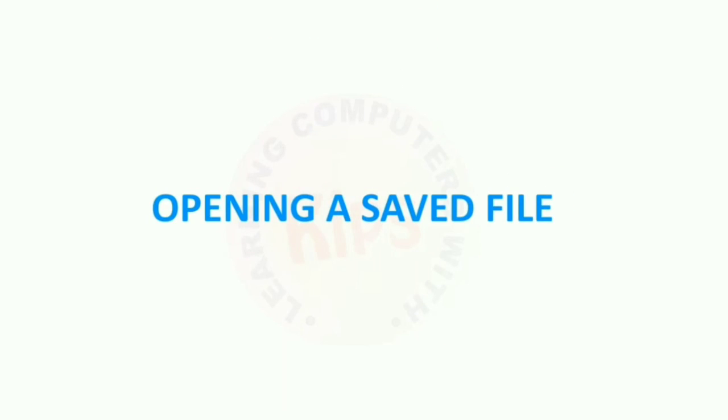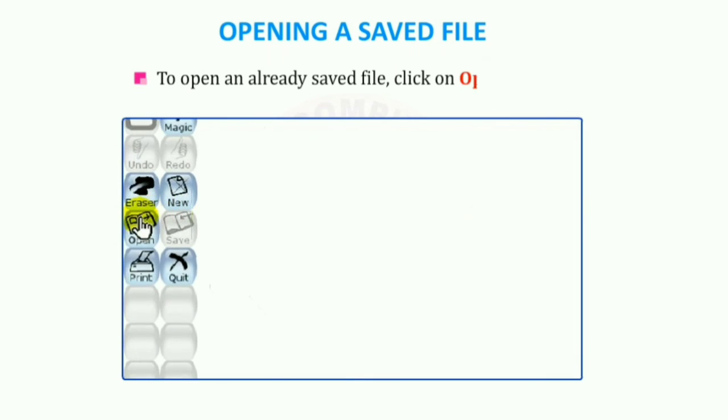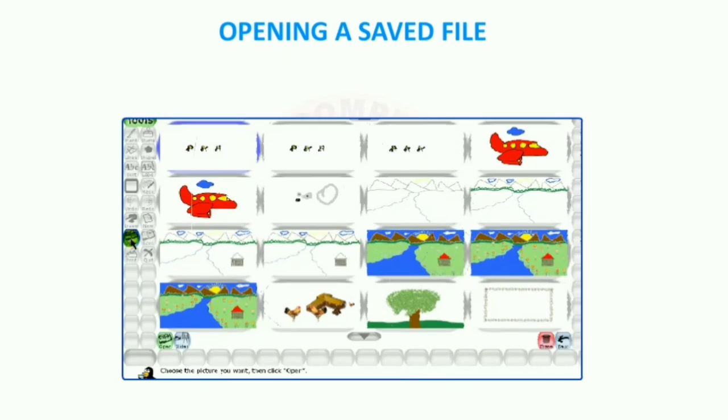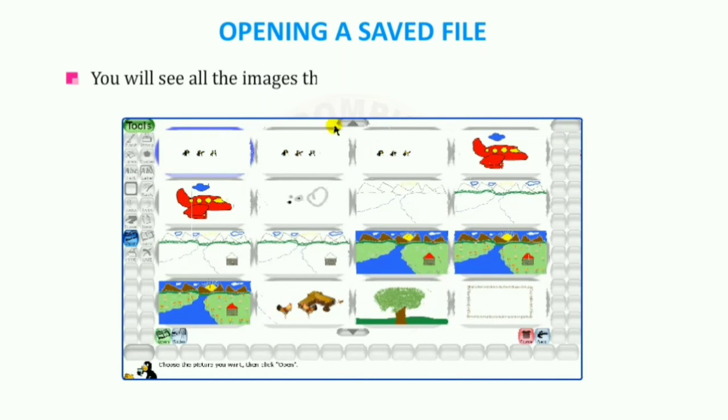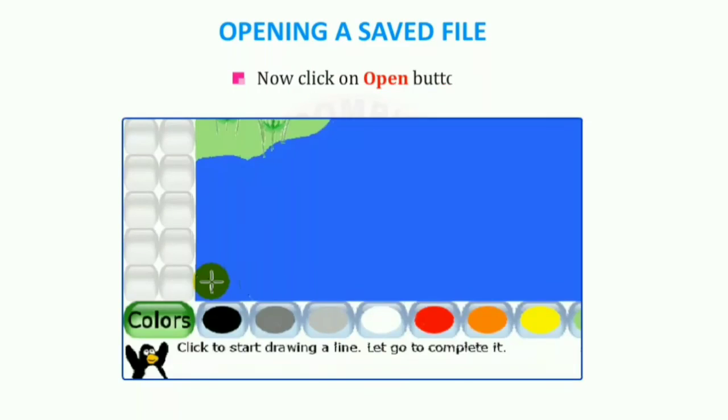Let us understand the process of opening a saved file. To open an already saved file, click on Open tool. You will see all the images that have been saved in Tux Paint till date. Click on the image that you want to open. Now click on Open button.